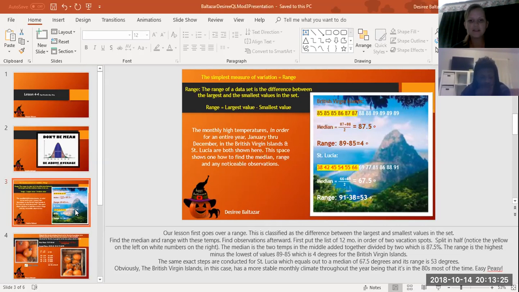Lucia, which is already finished, and it equals out to a median of 67.5 degrees and a range of 53 degrees. Jarvis, which island would you obviously want to be at? The Virgin Islands. That's right, because it looks like it's in the 80s throughout most of the year, where when you look at St. Lucia, you'll see one month is around 38 degrees. I imagine that's in December or January, and it just goes up from there. So that's easy peasy.